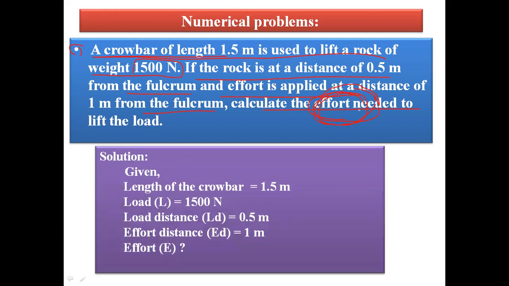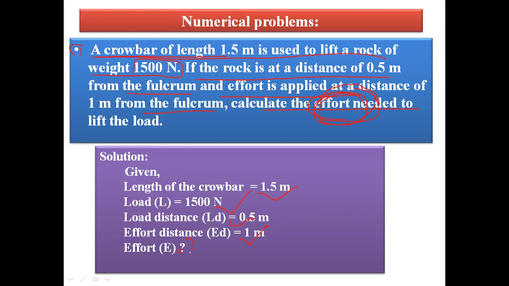And first of all, we have to write given. What is given here? Length of the crowbar is 1.5 meters. Load is 1500 Newton. Load distance is equal to 0.5 meter, effort distance equal to 1 meter. And here we have to find out effort.